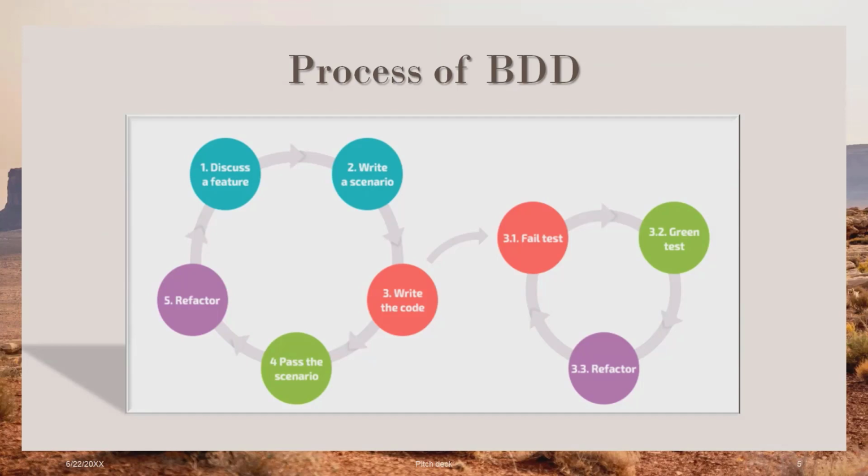And if this type of product is not available in the market, they will analyze more on its pros and cons, and which is the best content we can include so that the end users will be happy with the product, and even the owner of the product will be happy. Then they'll start writing scenarios, then writing the code, passing the scenarios and refactoring. And finally, if the code fails, then it will go into the green test and refactor. So this is the complete process of BDD which organizations follow.